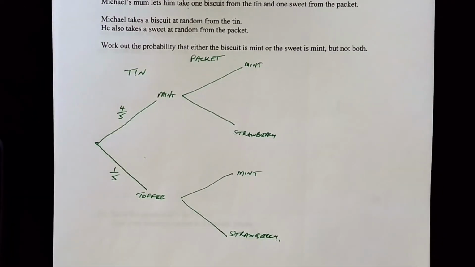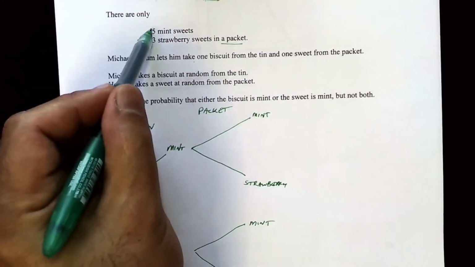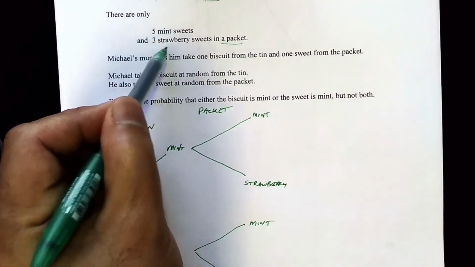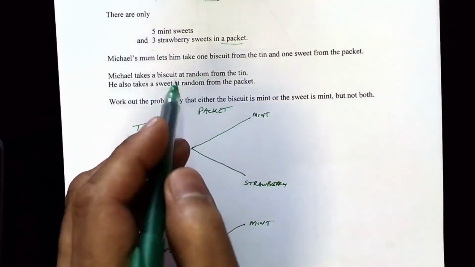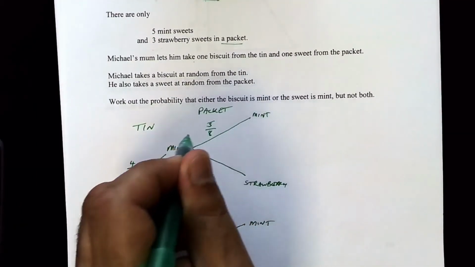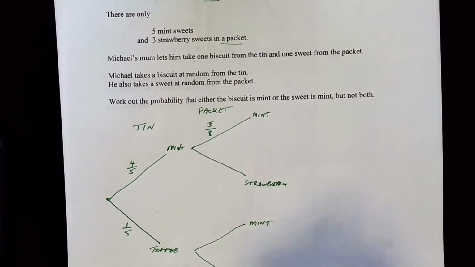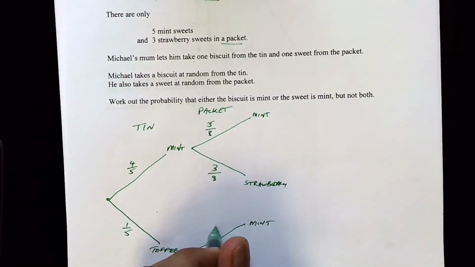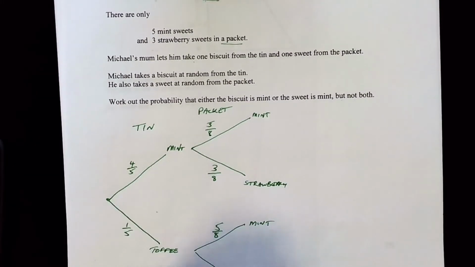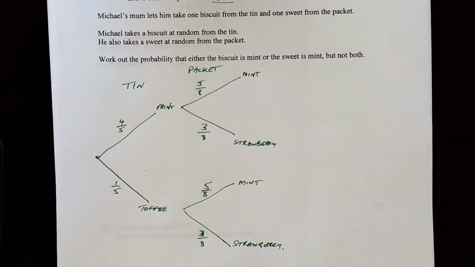So the next part, fill the numbers in. Again, there's a total of 8 sweets in the packet. So for the mint, there'll be 5 out of 8. For the strawberry, 3 out of 8. And again, 5 out of 8 and 3 out of 8. And that's my completed tree.